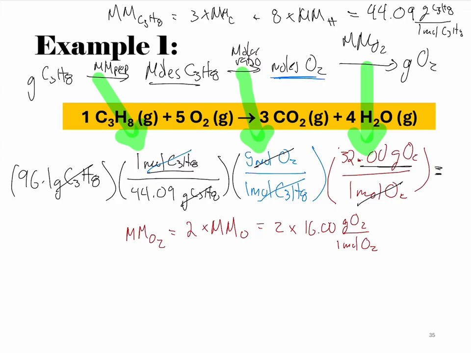But you could first convert it to moles of propane if you wanted to, then use that value to convert it to moles of O2, and then use that value of moles of O2 to convert it to grams of O2. You would get the same answer. You would just have to do 3 different steps in your calculator rather than putting it all in at once. And so what do you guys get for your answer when you plug this all in?